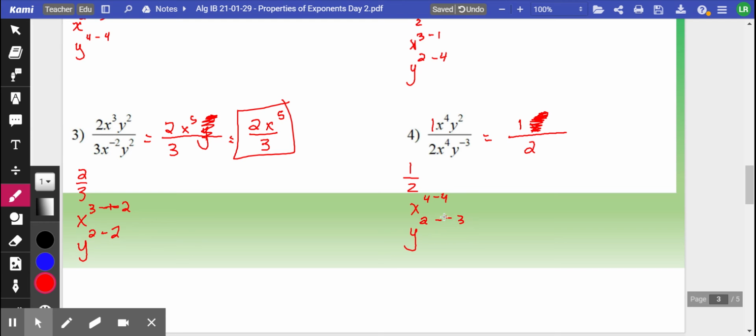So 2 minus negative 3, minus a negative is plus. That's going to be y to the fifth. And let's just clean this up. I would have y to the fifth over 2. It's okay to have the 1 on top.